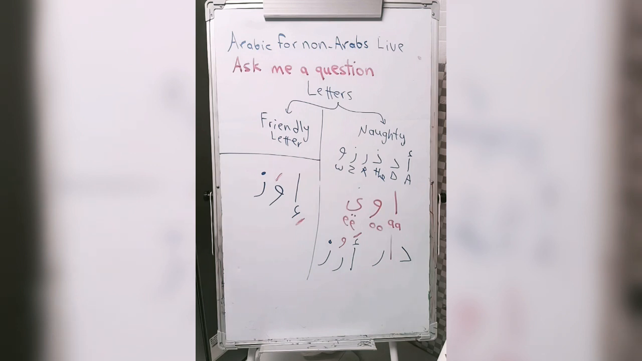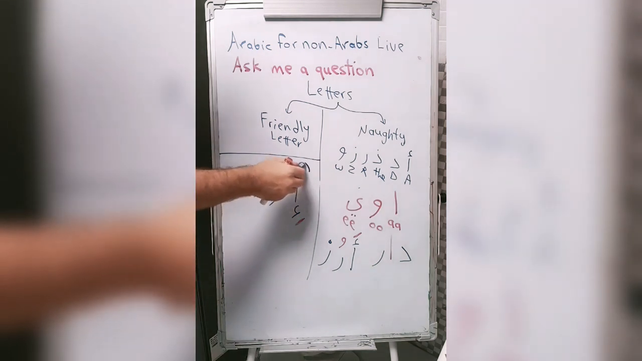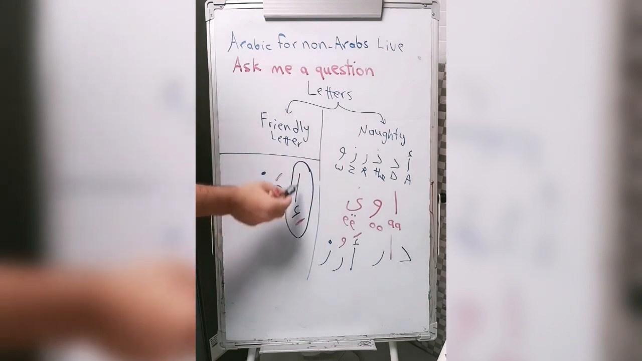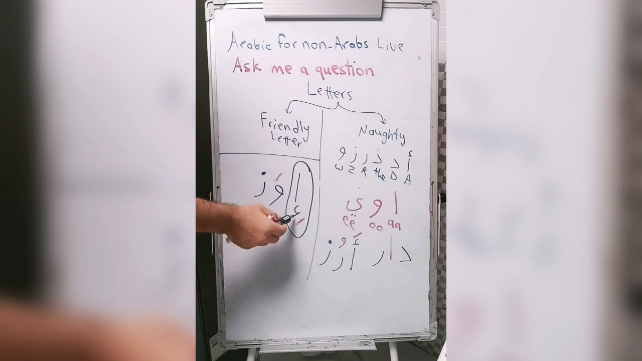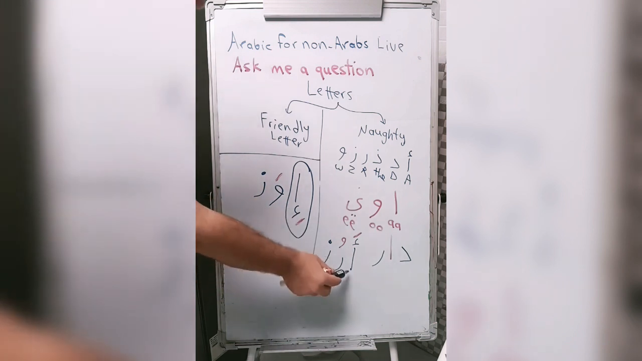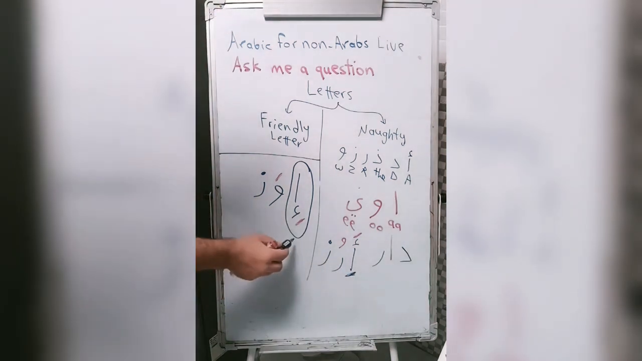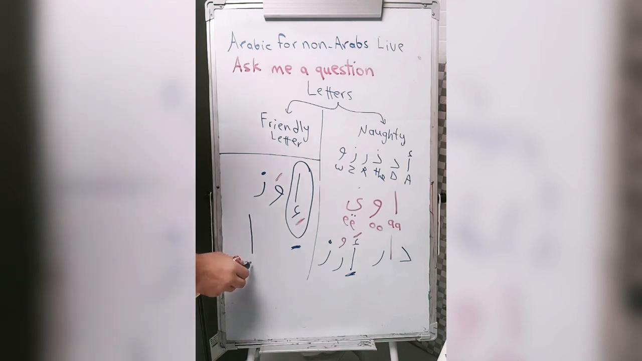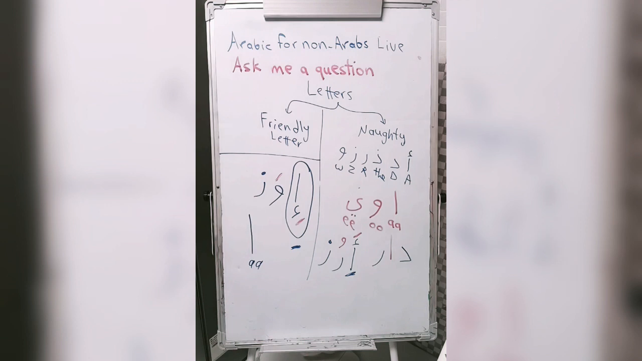See this one? If there is one sign, we call it Hamza. If it goes under, that is now E and not A. Here it's A, but here it's E. Now you may ask, what if I have only this one? This is not a letter, it's a sound, and it is written in this way.